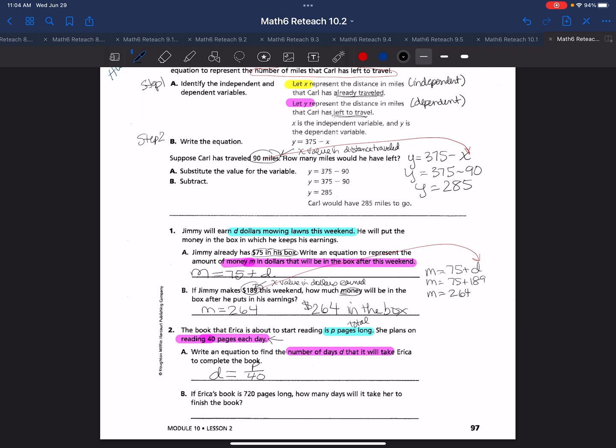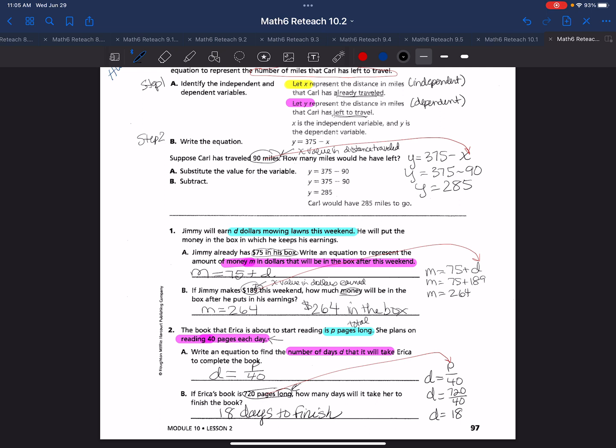B, if Erica's book is 720 pages long, how many days will it take her to finish the book? So this is our X value, and this is total pages long. So we need to go ahead and we just write our equation here. And we know that we're going to take this and plug it into the equation. And then rewrite this. We don't want to do anything in our head. And we do 720 divided by 40. So D is 18. So how long will it take her to finish the book? It will take her 18 days to finish.